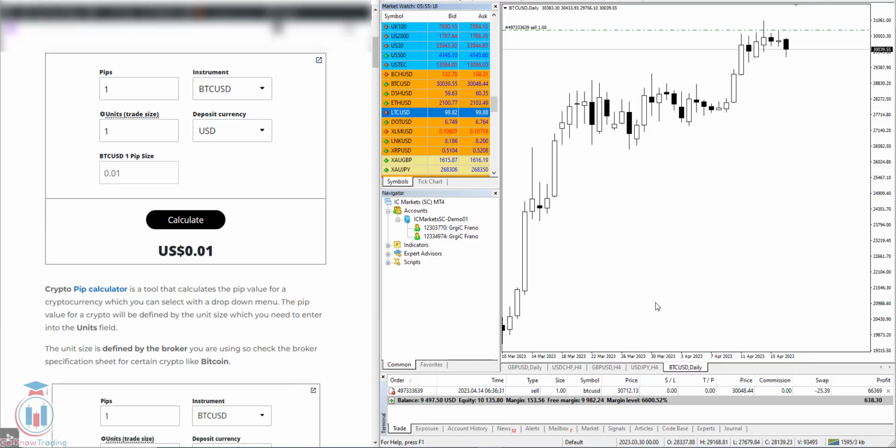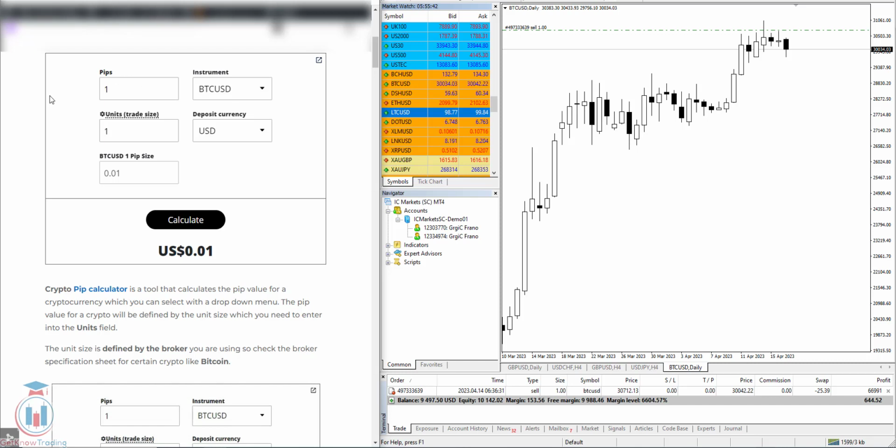In this lesson I will show you how to use a Crypto Pip Calculator you can find on the Get Now Trading website, which I will leave the link to below the video in the description. So the Crypto Pip Value Calculator is a calculator which needs several units or also several settings that you need to fill out to get the pip value.